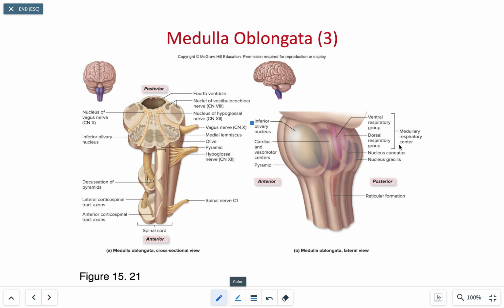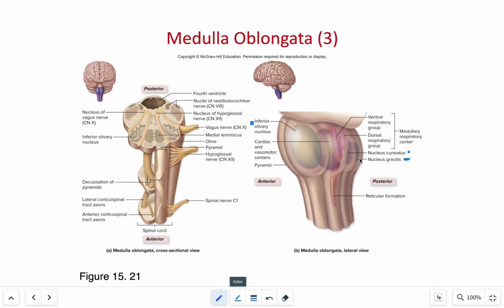The nucleus cuneatus over here, it's this region. This is going to receive all the posterior root fibers corresponding to sensory information from the arm and the hand of the opposite side. And then here, further laterally, we see the nucleus gracilis. This is going to receive all the posterior root fibers or sensory information from the leg and the lower limb of the same side.